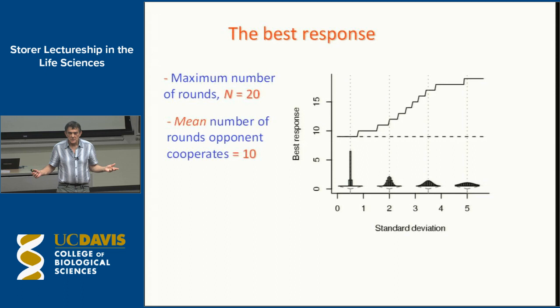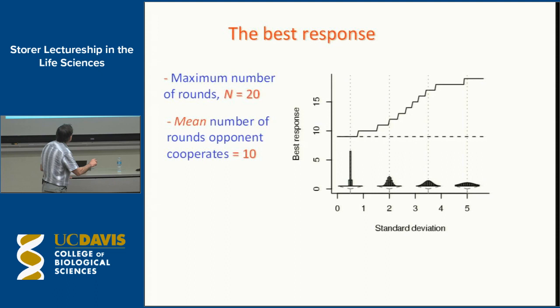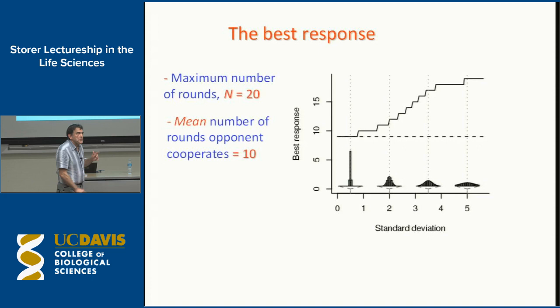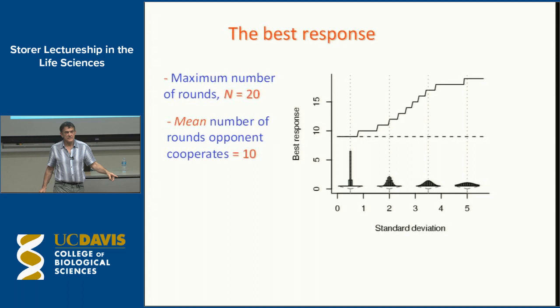And in fact, if there's enough variation, you can cooperate for many rounds beyond this. And the important thing here is that when there's low variation in the population, your level of cooperation is below the mean for the population. When there's high levels of variation, your level of cooperation is above the mean for the population. I think people can probably see where this is going.